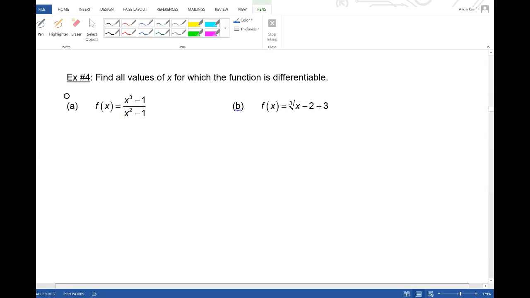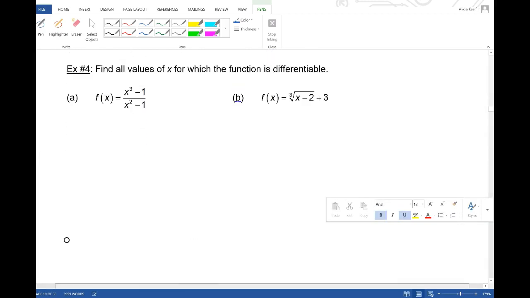Okay, how about example 4? Find all values of x for which the function is differentiable. There's a couple ways you could do it if you have your calculator and want to graph it, but what were the reasons why it's not differentiable? We said not continuous, corner, cusp, or vertical tangent. So let's take a look. But you have to factor x to the 3rd minus 1. That's not true because you already know where it's not continuous. Good one.